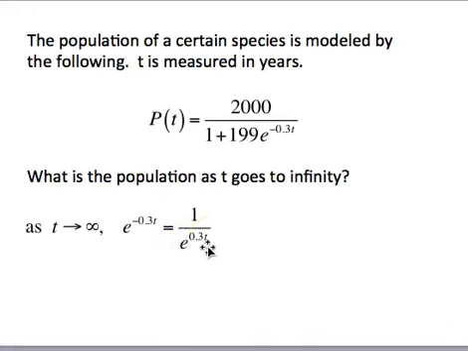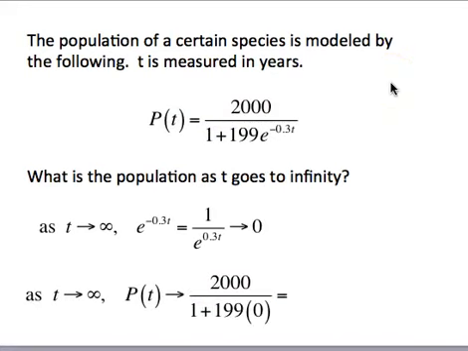Now, if t gets very large, a million, a billion, a trillion, I have e to a large number. E to a large number is a really large number. 1 over a really large number is going to get closer and closer to 0. So that's going to go to 0 as t goes to infinity. Then the question is, what does this whole thing do? So as t goes to infinity, p of t will go to what?